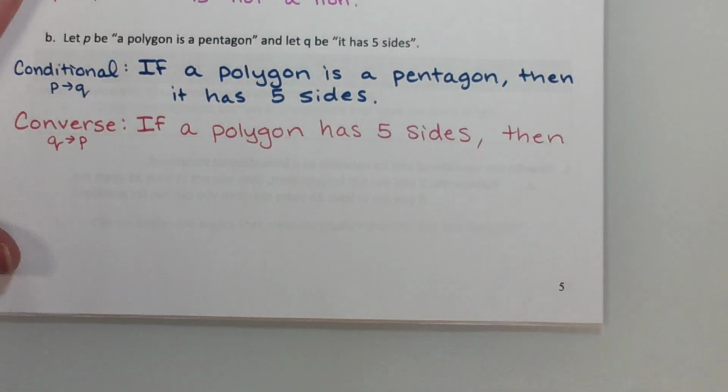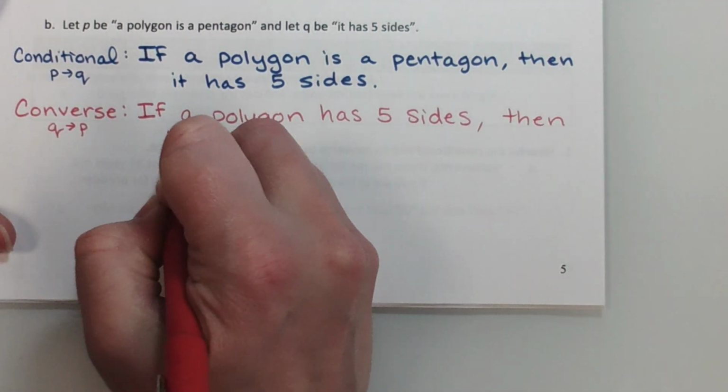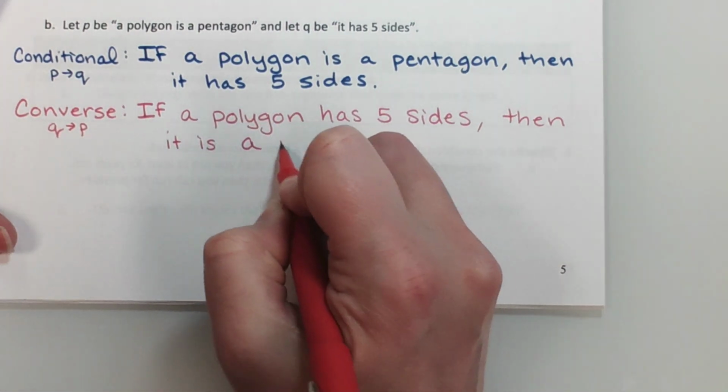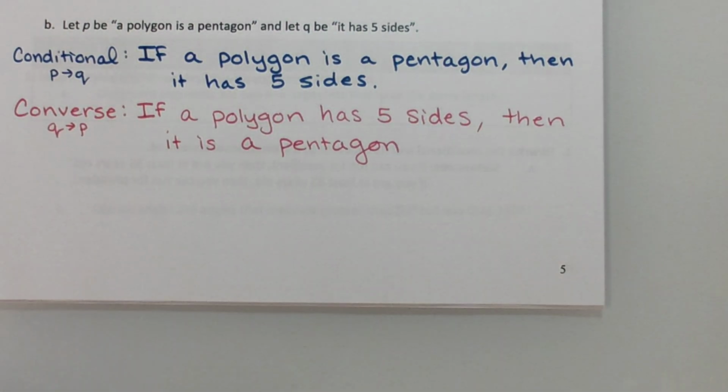Then, Jerry, what comes after the then in the converse? Pentagon? It is a pentagon. Generally, the it needs to go in the second half of the sentence.